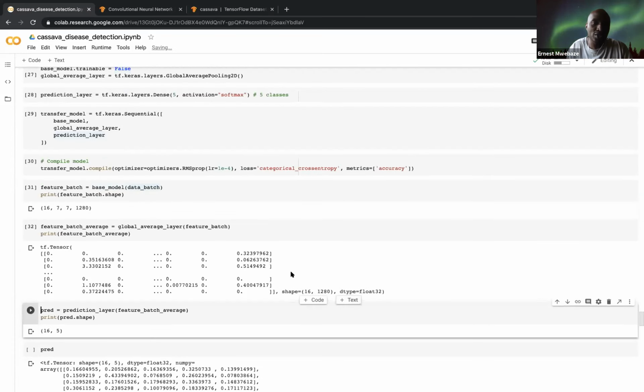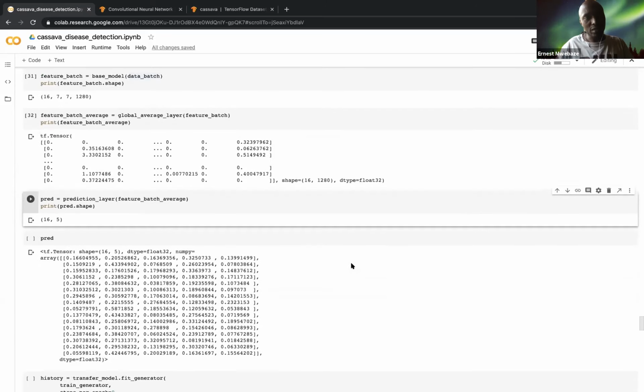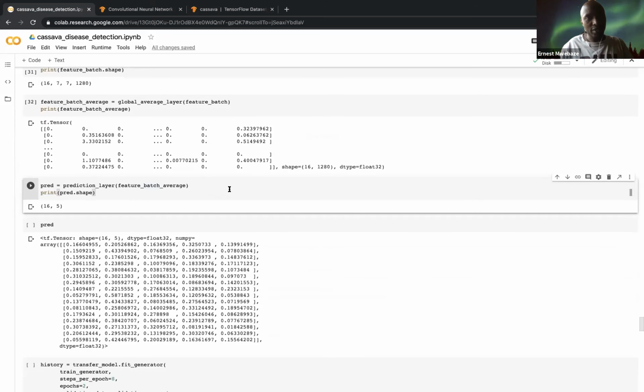Okay, we average them, and then you can see what the global average layer does. It produces a tensor, which is basically, we have a batch of 16, it just flattens it out to a 1 to 8 vector. All right.